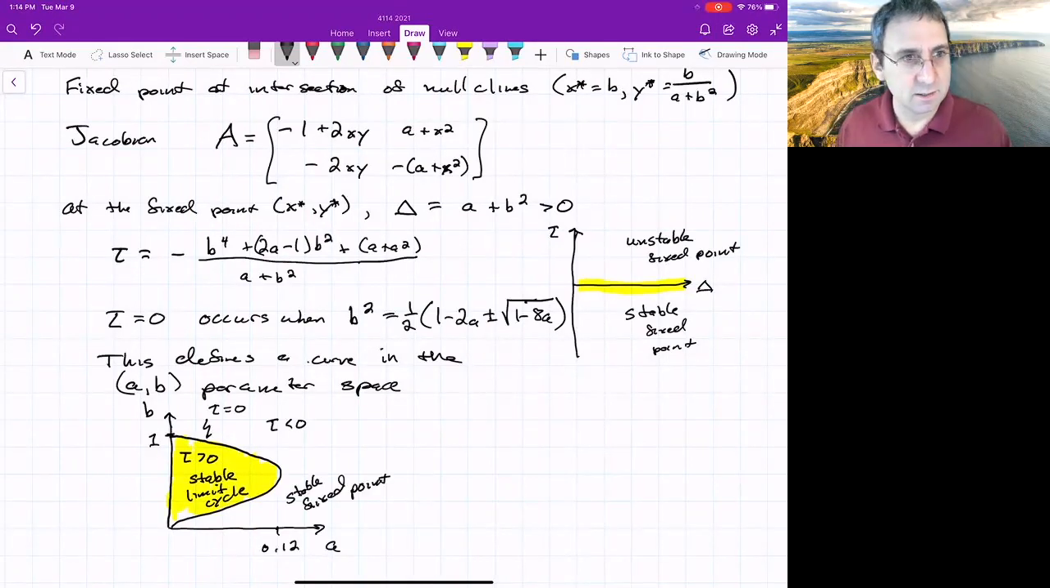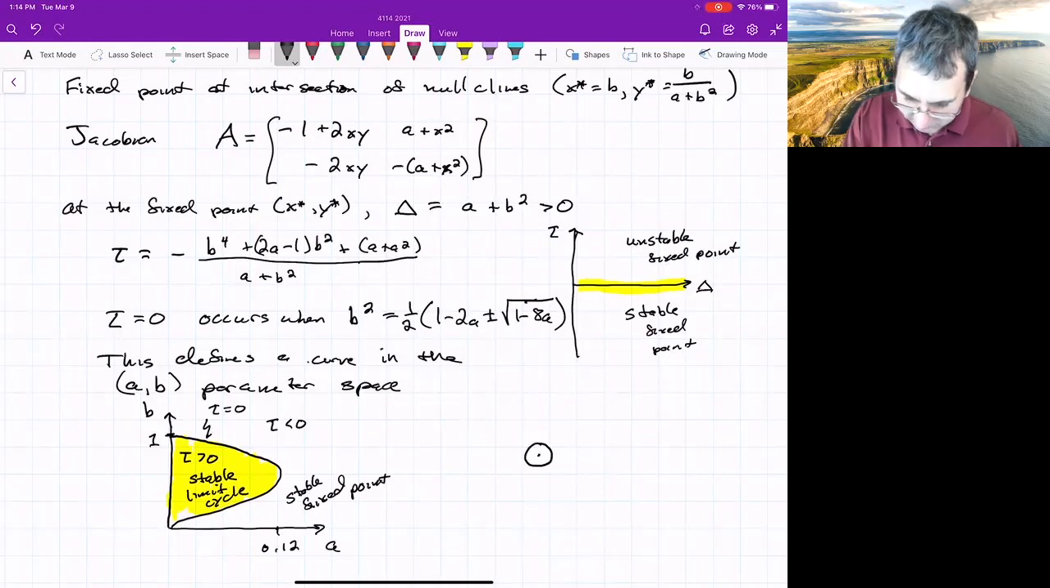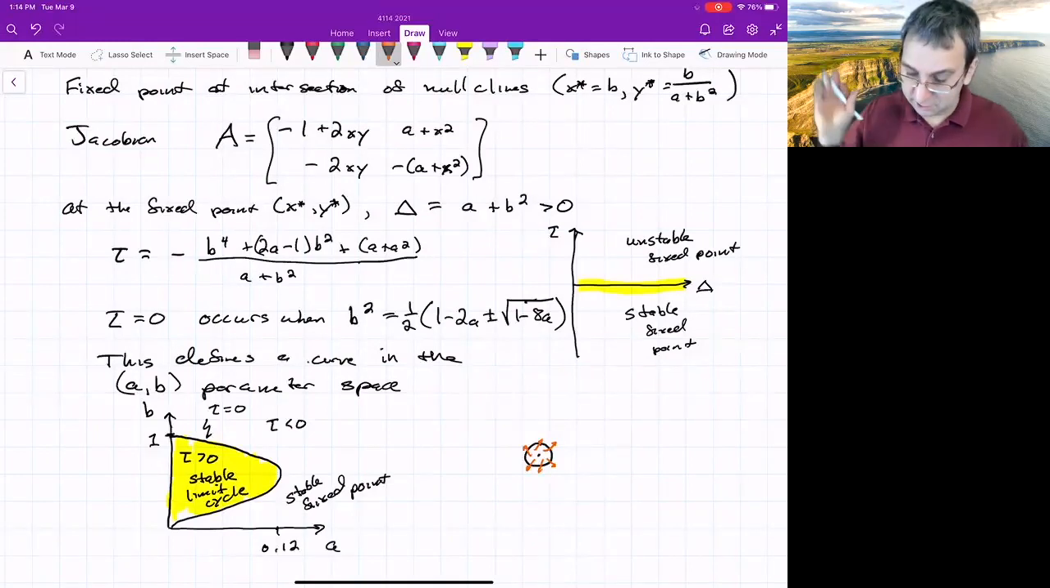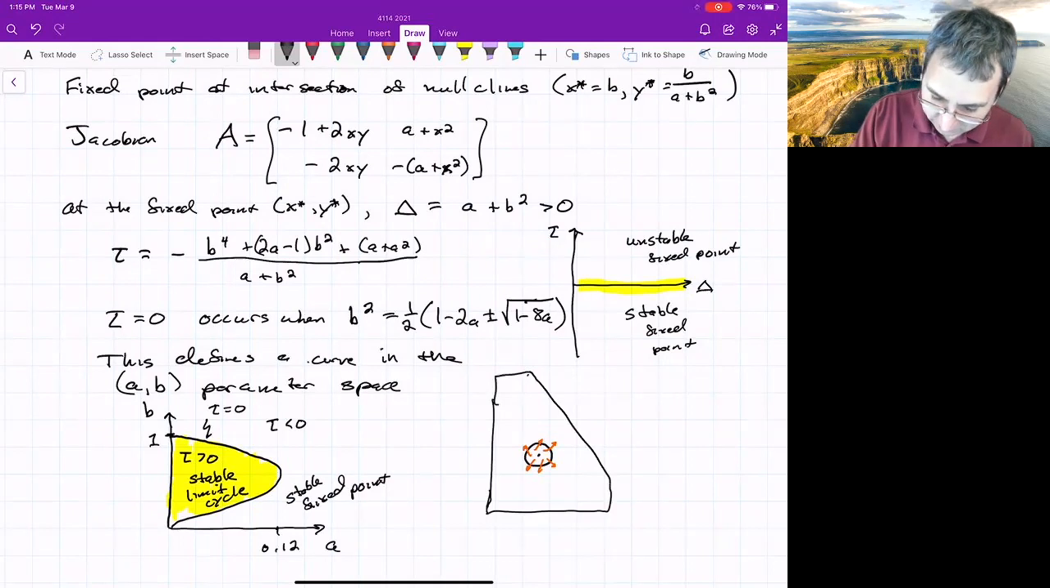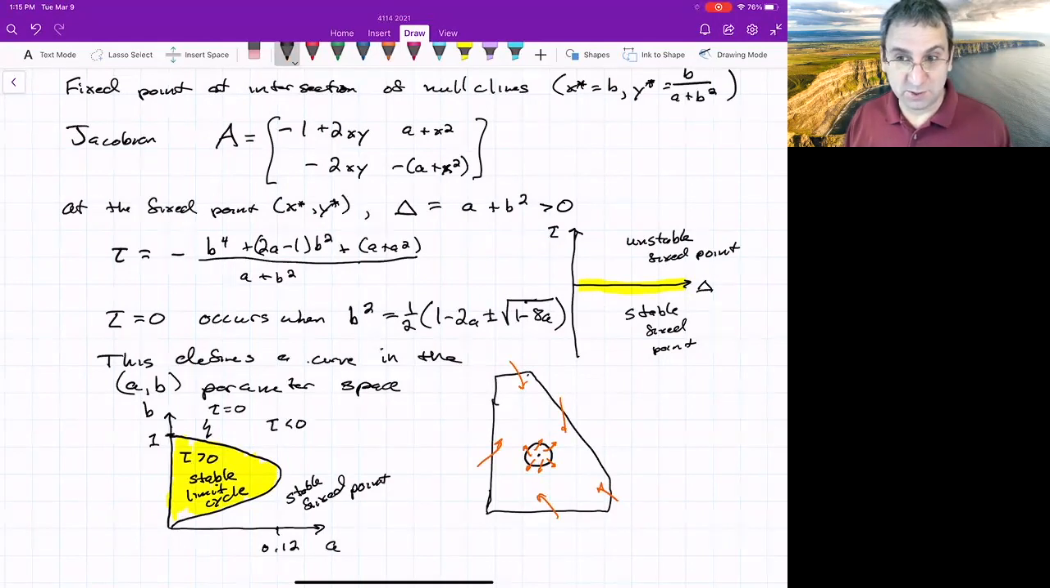Does that make sense? Because when tau is greater than 0, then for the inside puncture, arrows are pointing outward. I don't care if they're spiraling or what, as long as they're pointing outward in an infinitesimally small puncture to this disk around the fixed point. Then we've got this weird 5-sided thing where things are pointing inward. So that's how you would do it for this system.